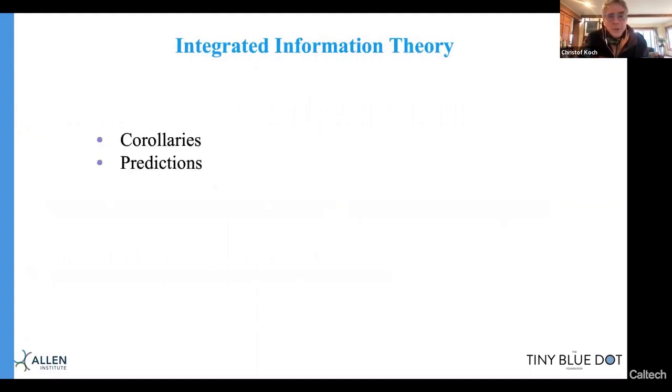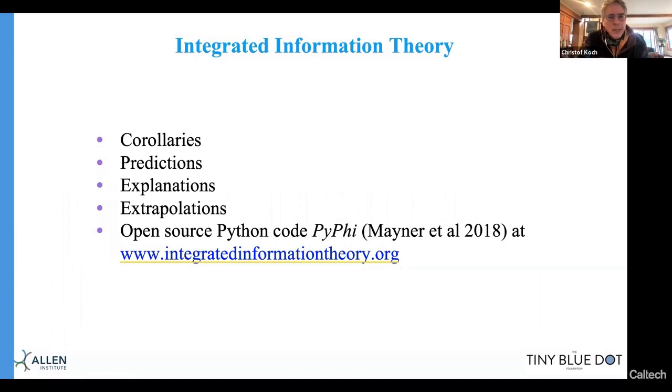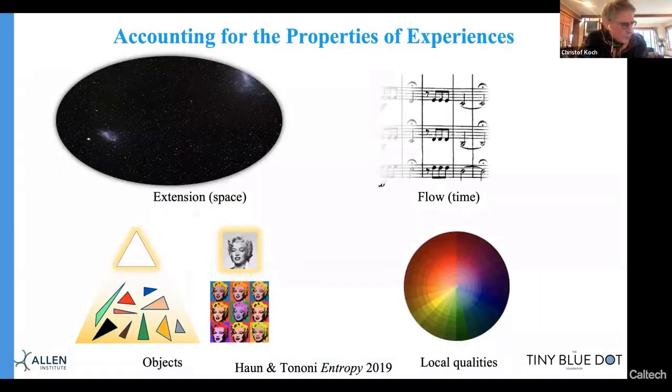All right. So there are all sorts of corollaries, predictions, explanations, extrapolations. I don't have time to talk about them. There are a few things one has to think about carefully here, and any theory of consciousness will have to address these. The vast majority don't at all. You have to explain not only the existence of consciousness, but why any conscious experience feels the way it does.